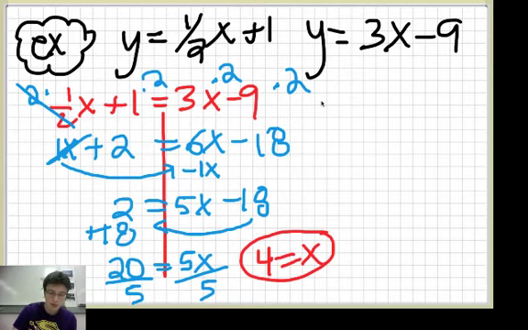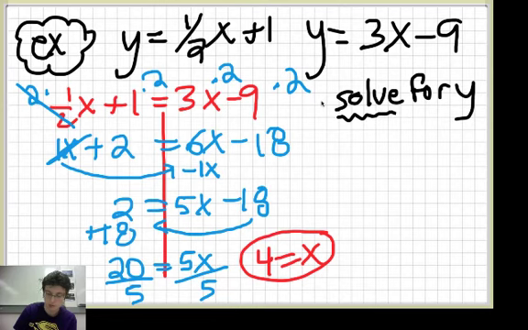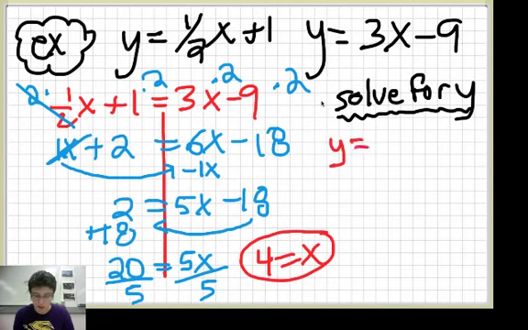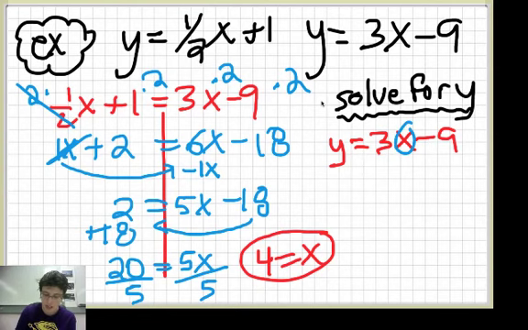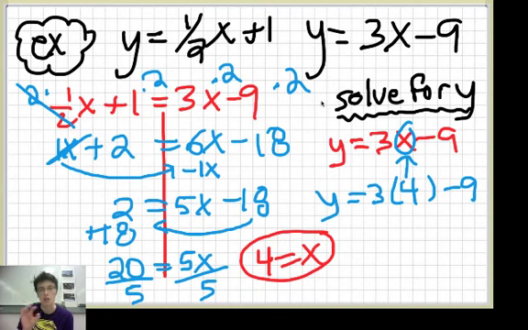So now I'm going to go over here and I'm going to solve for y. And to solve for y, remember you pick one of the equations, whichever one you like better. So I don't want to do the fraction one, I want to do the non-fraction one just because it's easier. So I'm going to do 3x minus 9. And now that I think I have an answer, I think the answer is x equals 4. Now I can take the x, put the 4 in there. So instead of a 3x, you can have 3 times 4 minus 9. So y equals 3 times 4 minus 9.